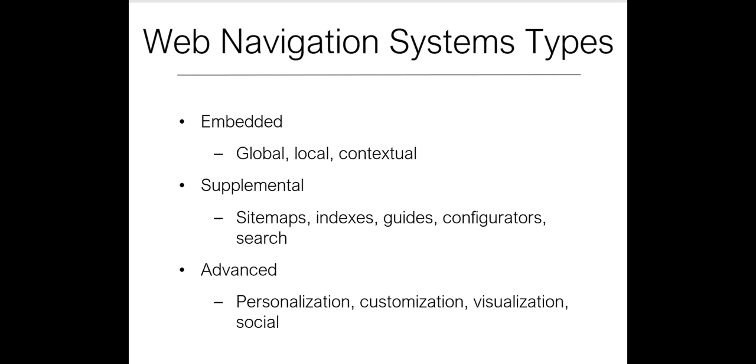So, in terms of web navigation system types, as I said, this is what I mentioned earlier. There's embedded. These tend to be global as well as local, and also contextual, so providing that type of information depending on the context. And then we have supplemental navigation, which can be things like sitemaps, indexes, guides, configurators, and search. And then we have advanced navigation system types, which include personalization, customization, visualization, and also social navigation.